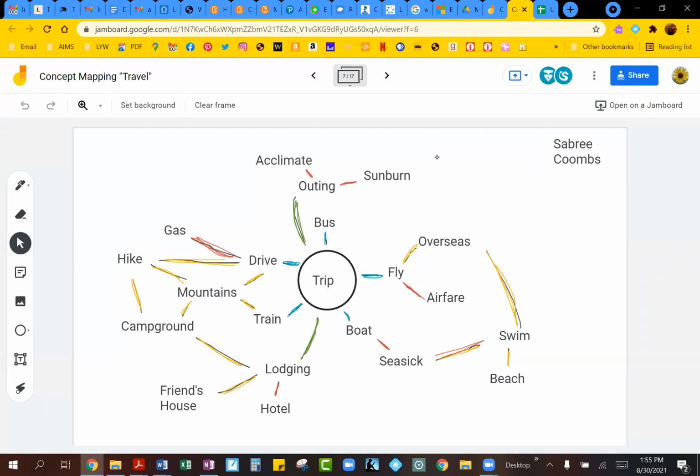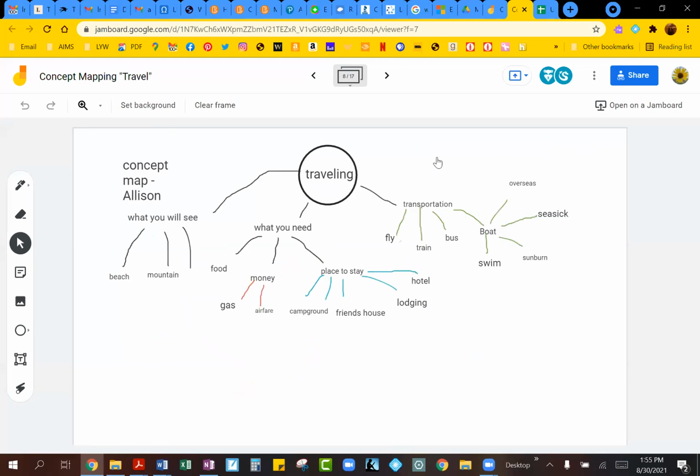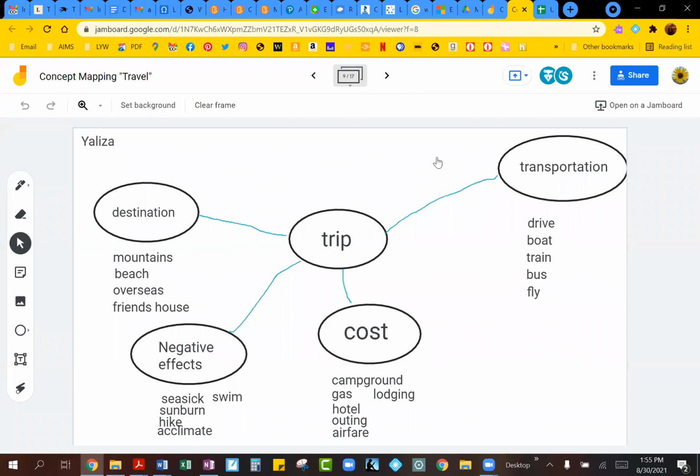You can take a train to get to the mountains, or you can drive also to get to the mountains. So just kind of different connections. And that's the neat thing about how these concept maps work, because like I said, this is very subjective. This is really based upon what you think of how the connections will work.